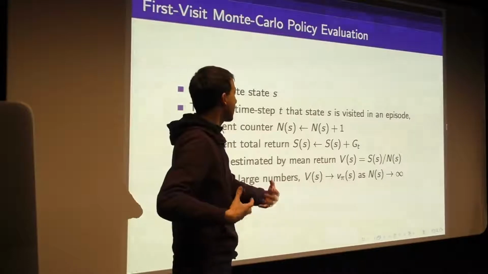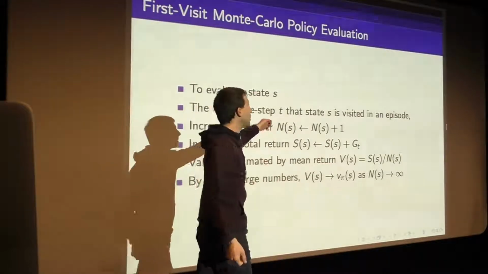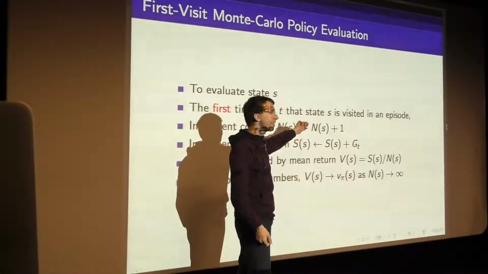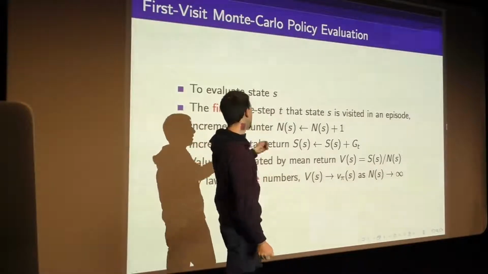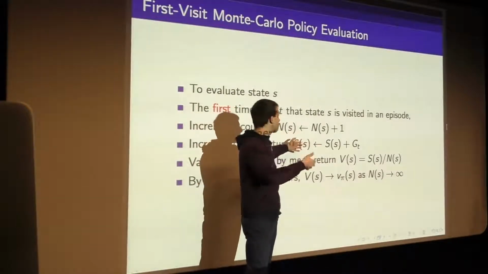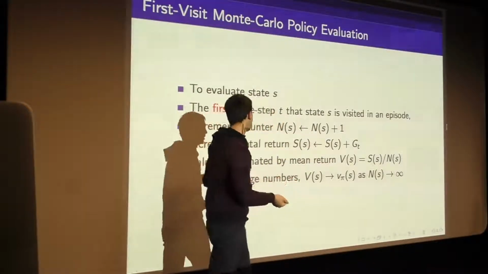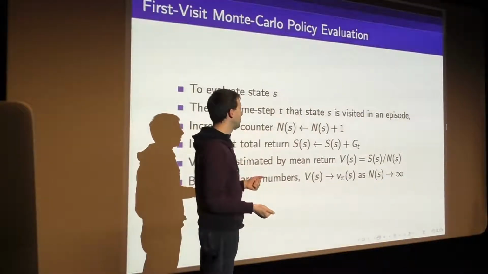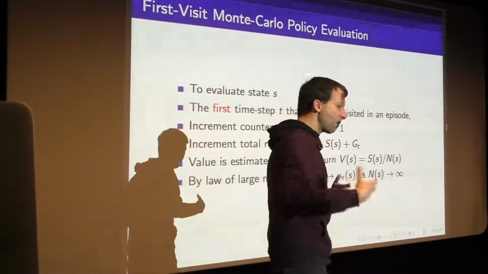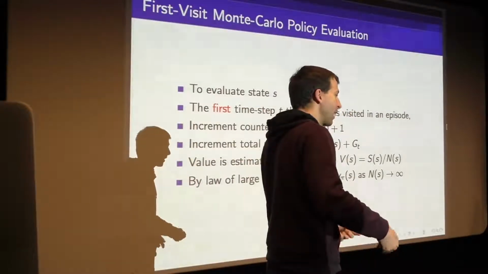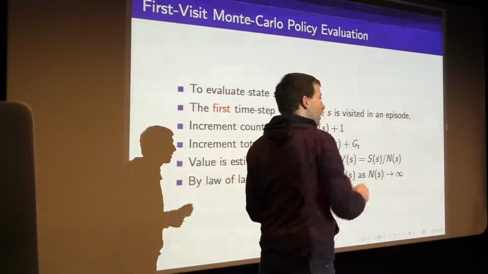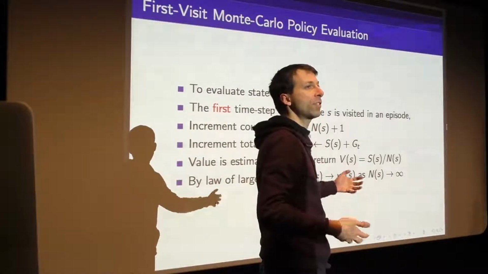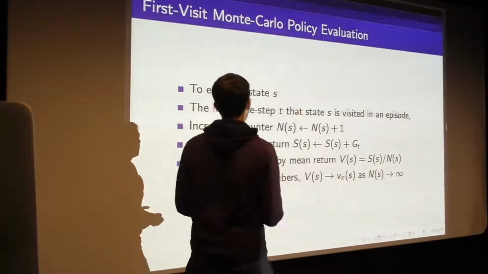When I reach that state for the first time, I'm going to increment a counter to say how many times I visited that state, and I'm going to add up the total return. And now I can get the mean return from that state onwards. So in each episode, we look at the first time I visited that state, we measure the total return we got from that, and we take the mean over those total returns from that point onwards.